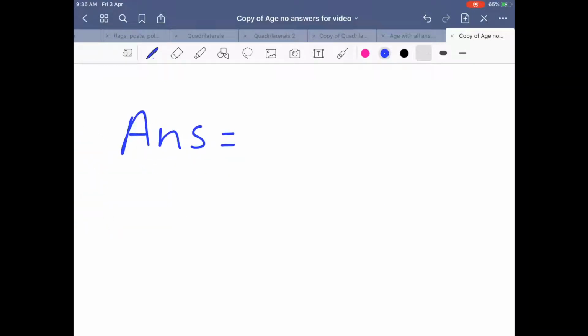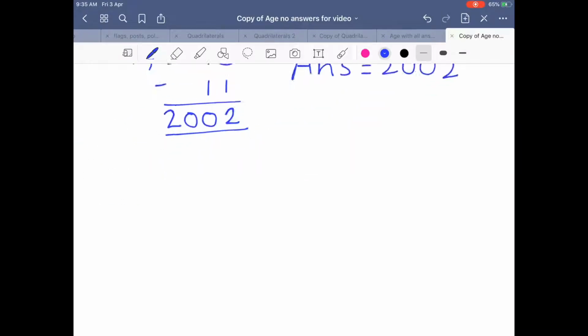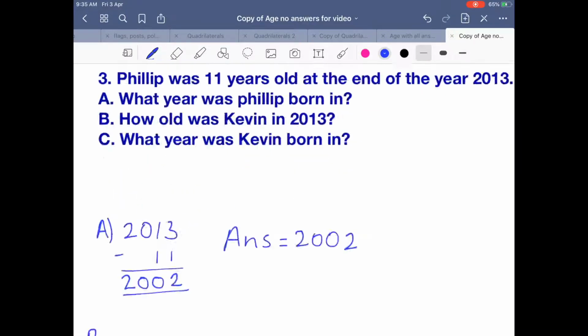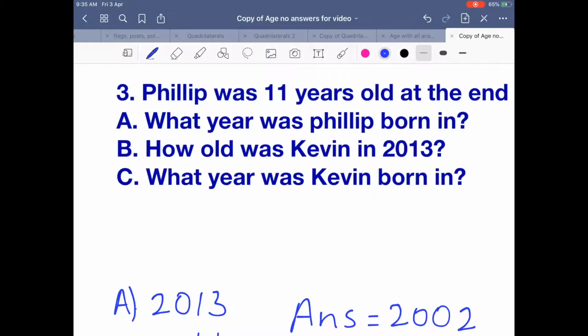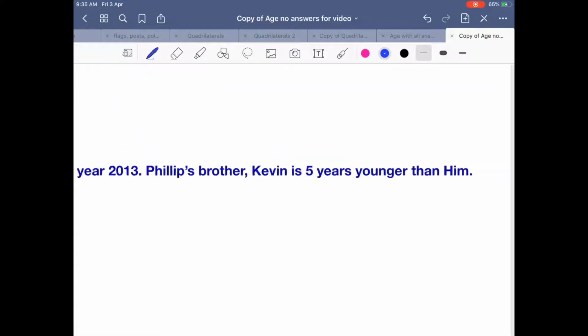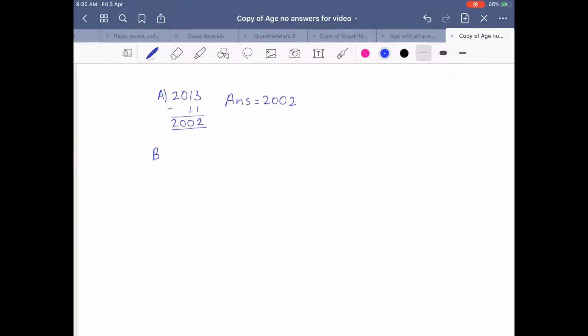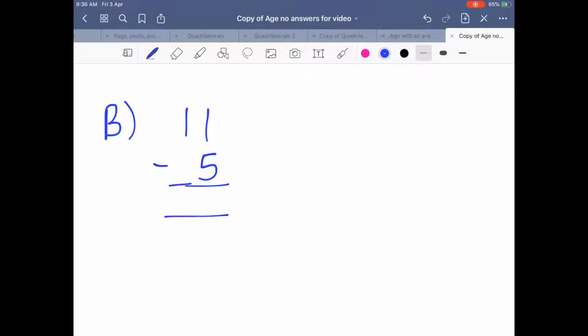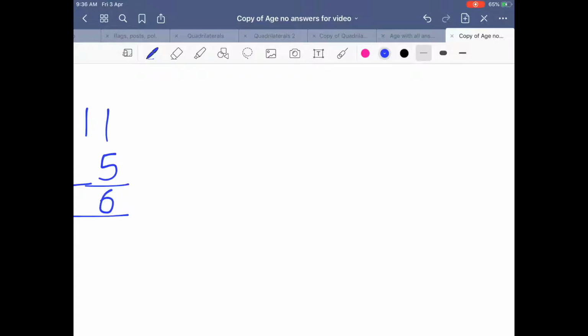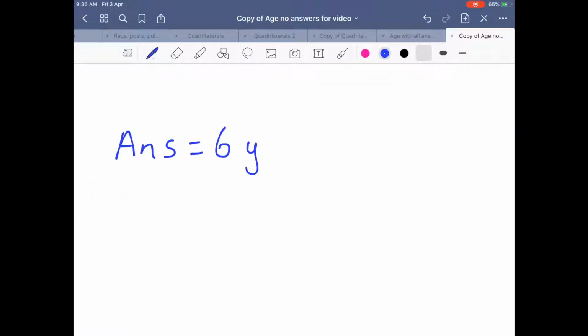Part B. How old was Kevin in 2013? We were given the information that Kevin is 5 years younger than Philip. So Philip is 11 years old in 2013. So 5 years younger would mean we need to subtract 5. So 11 take away 5 is 6. So Kevin is 6 years old in 2013.